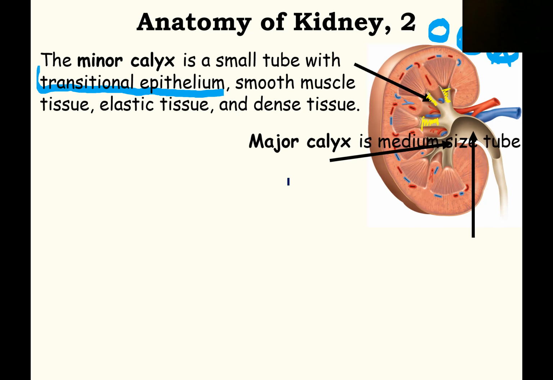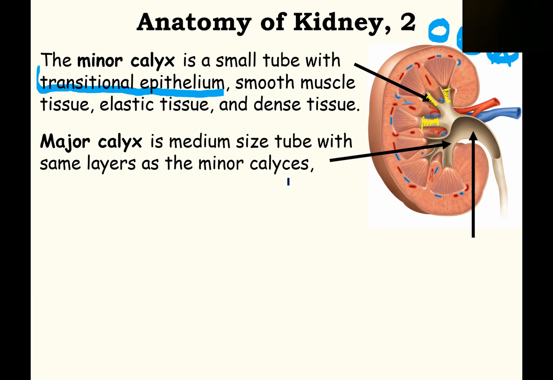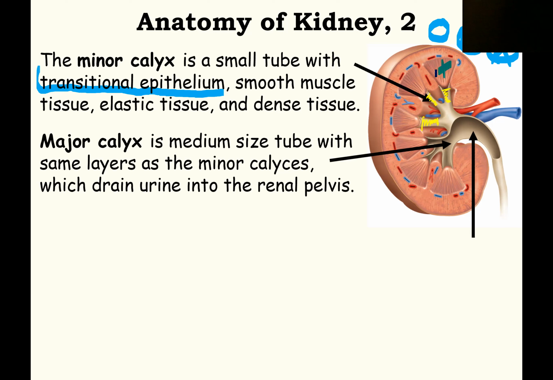The major calyx is a medium-sized tube with the same layers of tissue as the minor calyx, or minor calyces is plural. They drain urine into the renal pelvis. So the function of minor calyces is to drain urine from the renal pyramid, renal papilla more specifically. The major calyx receives fluid from the minor calyces. And so this would be a major calyx that gets urine from three minor calyces. This would be a major calyx.